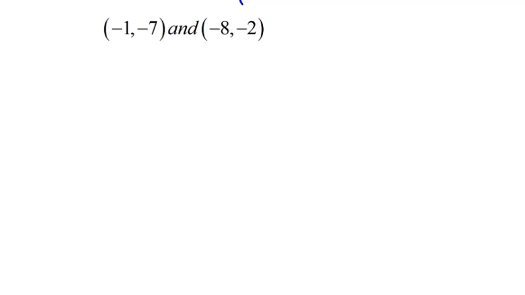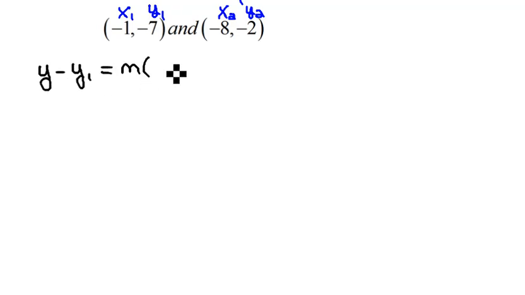Let's try one more like this, where we're going to be writing the equation between these 2 points, and we're going to write our final answer in slope-intercept form. So again, it doesn't matter, but let's go ahead and label these points first as x1, y1, and x2, y2, just so we can keep them straight. And since we are writing the equation of a line, we know we're going to start with y minus y1 equals m times x minus x1.